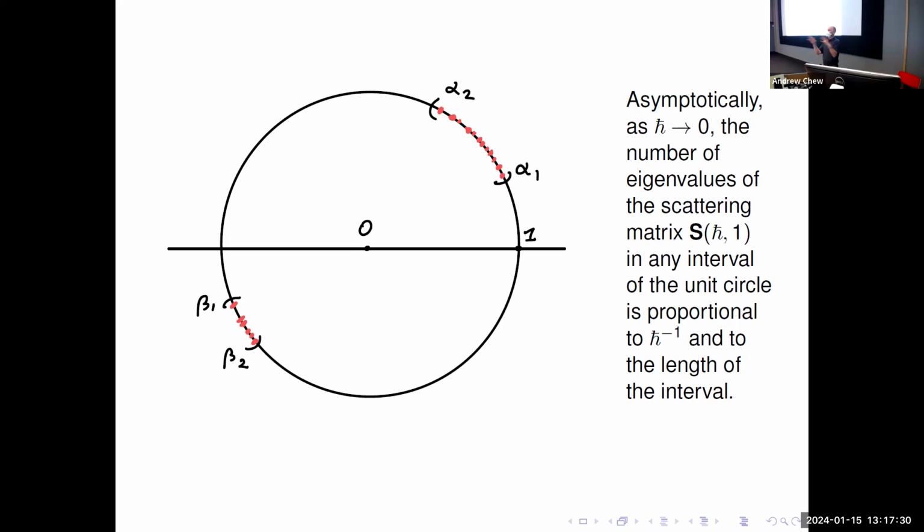In that case, Schrödinger's equation is a nonlinear equation, and you still have a scattering operator, but it's a nonlinear operator.